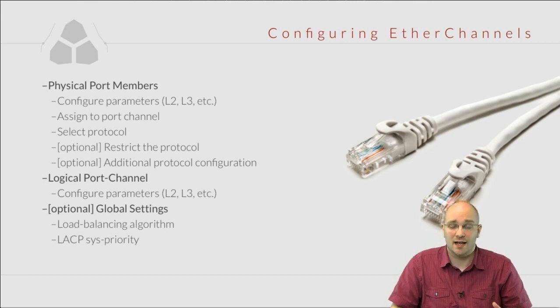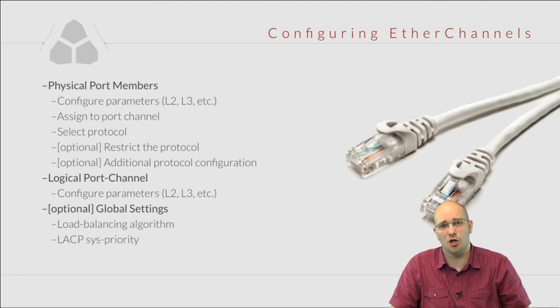Then you can select the protocol to use. Are you going to use the static EtherChannel? Are you going to use LACP? Or are you going to use Port Aggregation Protocol? Optionally, you can restrict the protocol that is in use on an EtherChannel. This is using the command channel-protocol on the interface. And this is actually not required for the configuration, because when you specify the channel group mode, you are going to use that protocol. This is just an additional safeguard not to use the wrong protocol on the interface. I will show you this in an example.